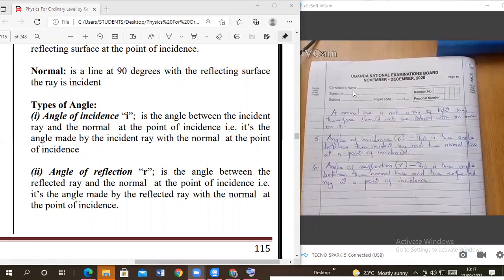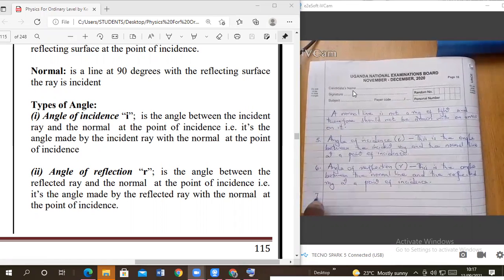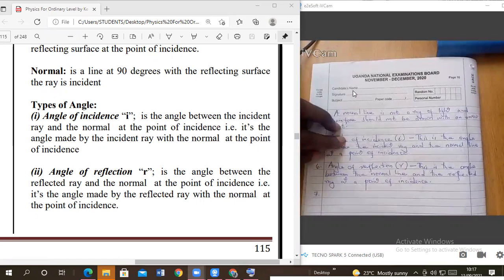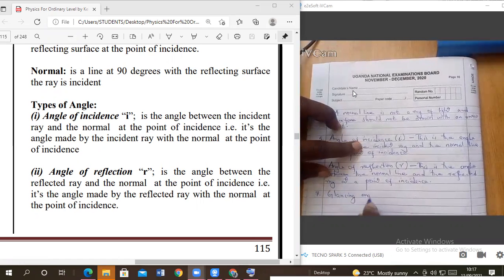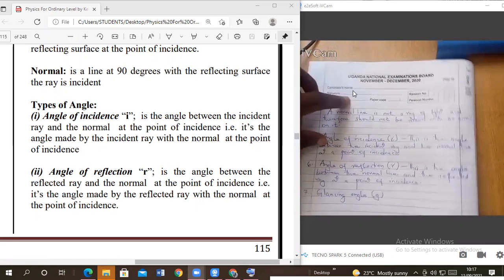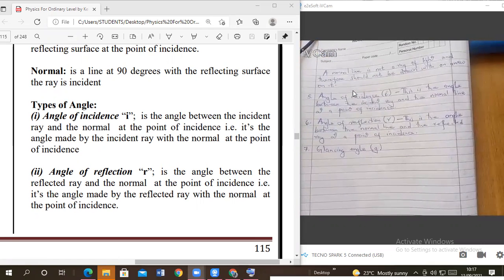Which other angle did we not talk about? Number 7. Which one is left from the diagram? G, not so? G is called the glancing angle. Members, G is called the glancing angle. From the diagram, we have labeled it as G.